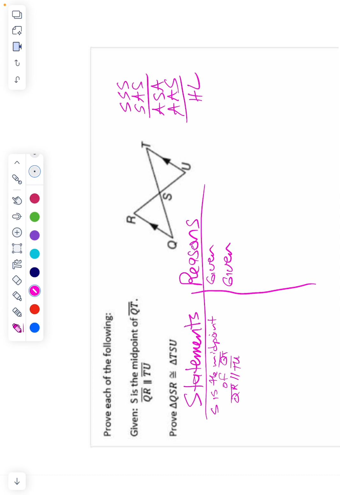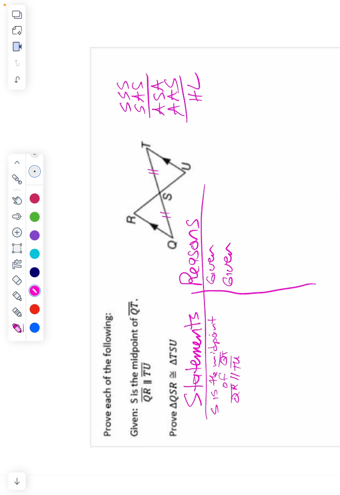So S is the midpoint of QT. That tells us that these two side lengths are congruent. Have we said that in our proof? No. So this is what I mean. We need to mark it in the picture, but we can't forget to say it in the proof.